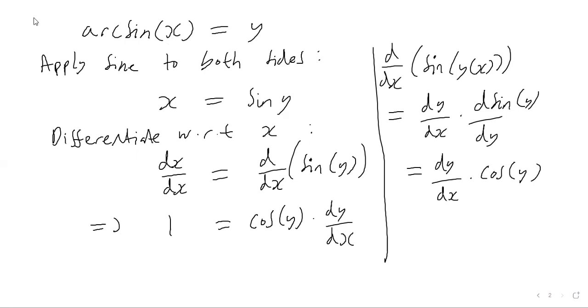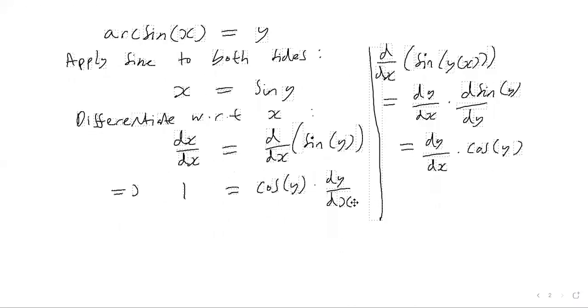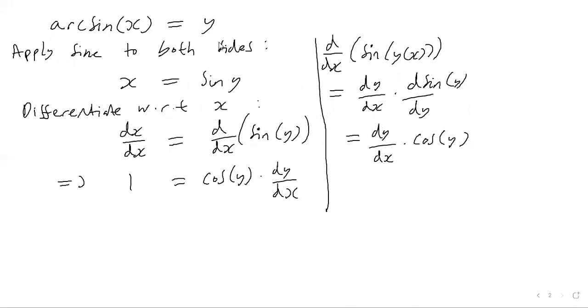Okay, great. So we're nearly there now. We've got dy by dx in our equation, which is what we want, because we want to calculate dy by dx. That's the whole idea. So we can divide both sides by cos y, and that leaves us with dy by dx equals 1 over cos y. That's essentially the answer, but we've got to get rid of this y variable on the right-hand side, because we're working in the x variable. We want to differentiate arcsine of x with respect to x.